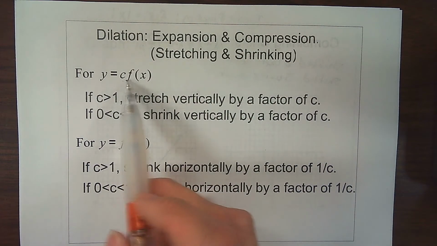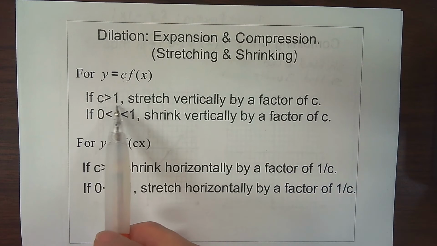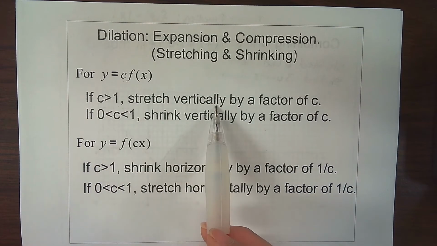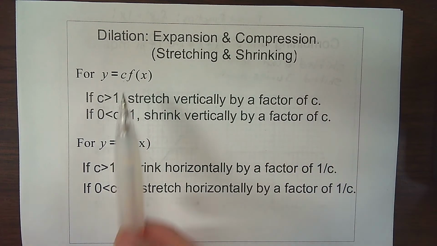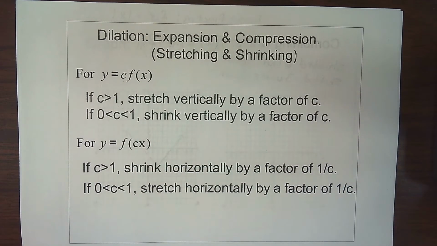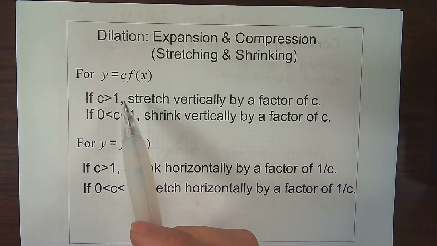When we multiply the entire function by the constant number, if the constant is greater than 1, that is a stretch. And it's a stretch by a factor of c, whatever the c value is that we're multiplying by here. But if c is between 0 and 1, not including, then that is a shrink vertically by a factor of c. I think that should be something that makes sense to you folks.